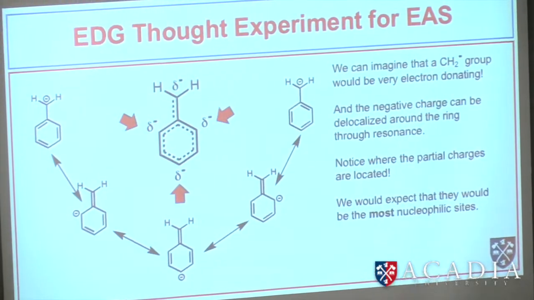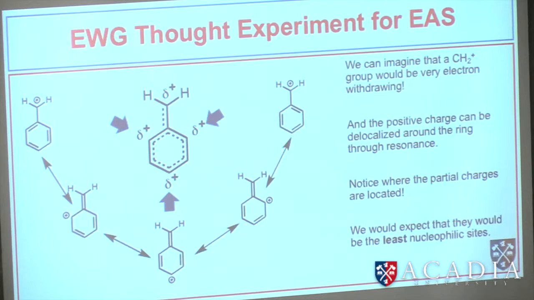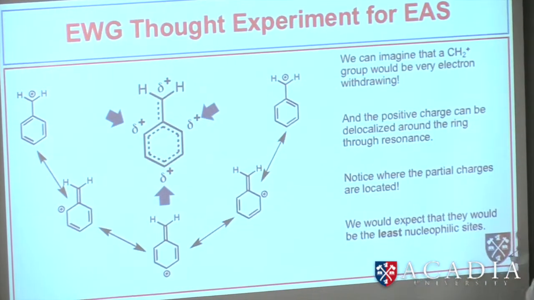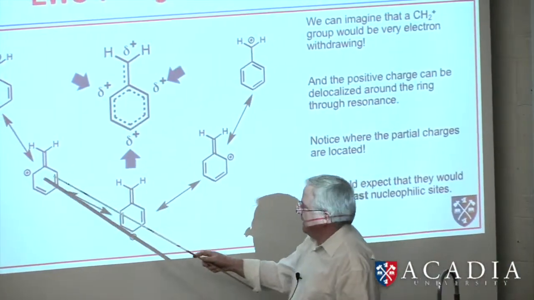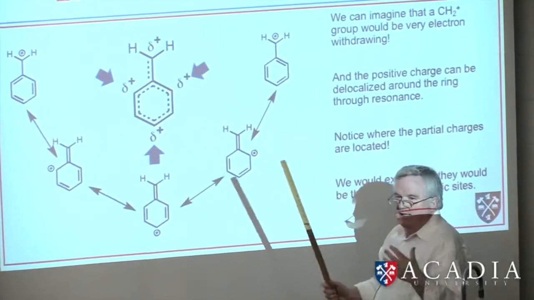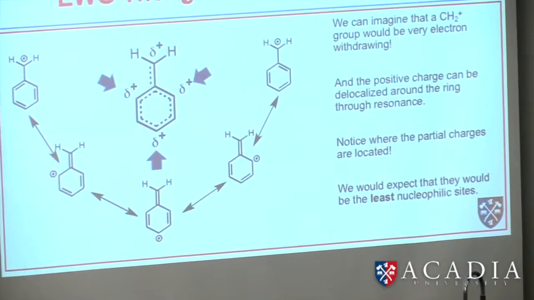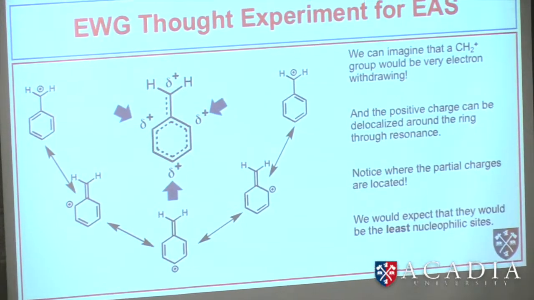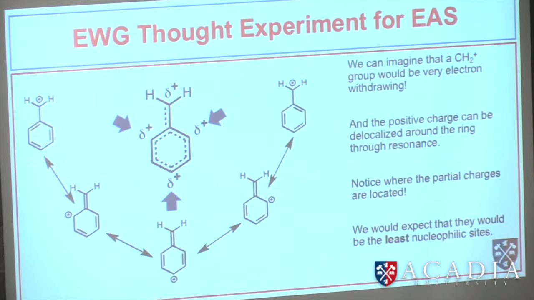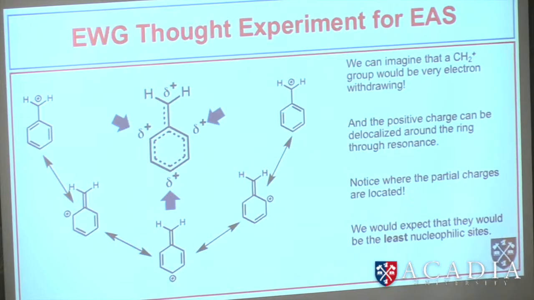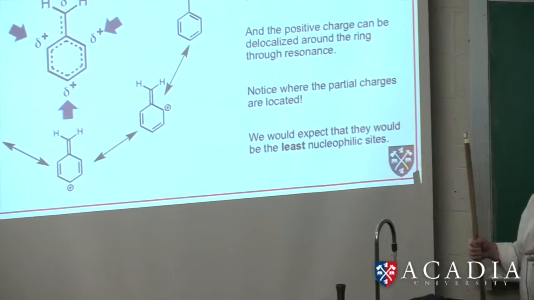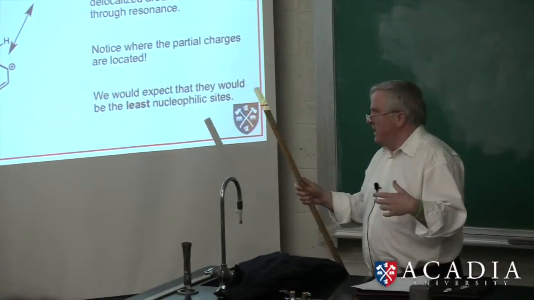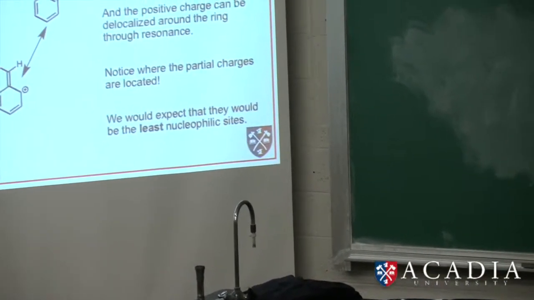We did the same type of thought experiment where we said a CH2 plus group would be a very good electron withdrawing group, and through resonance we can delocalize the charge, and what we find is that these positions would be the least reactive in that type of cation. So that helps us to think about it: electron donating groups are ortho-para directors, and electron withdrawing groups are meta-directors. The ortho-para directors work because they activate the ortho-para positions, and the meta-directors work because they deactivate the ortho-para positions, and it's the meta that remains slightly reactive.